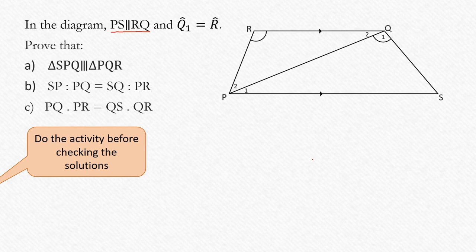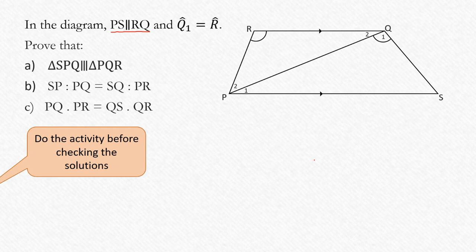Then in B, we have to prove that SP is to PQ is equal to SQ is to PR. And then in C, you have to prove that PQ times PR is equal to QS times QR. So what do we do? What's the first thing we do?